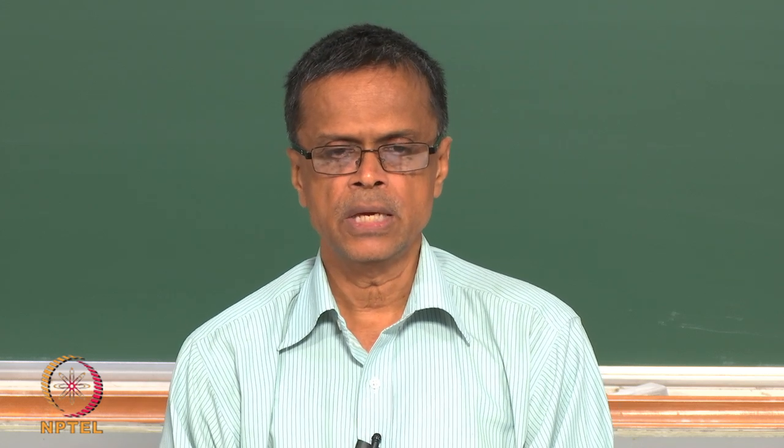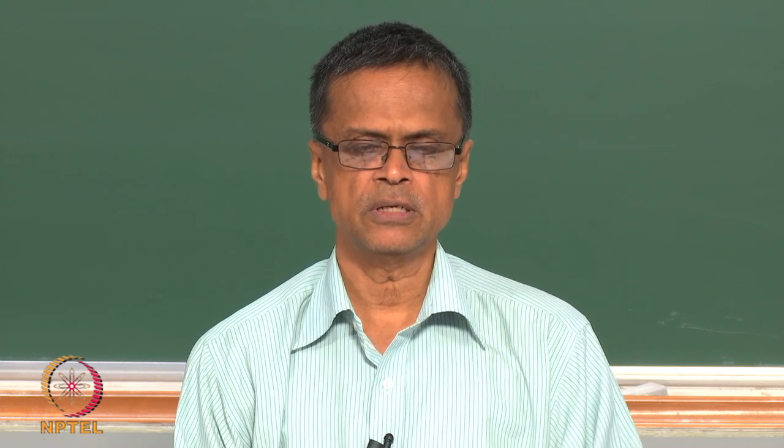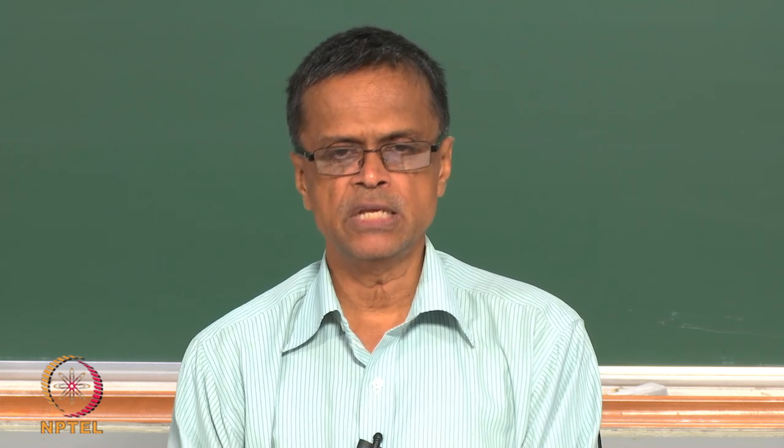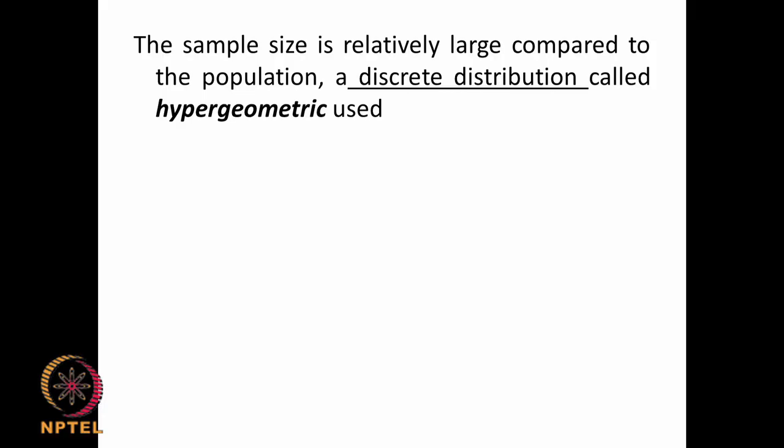We take 10 students from a university and measure their heights. The population is huge, whereas in a hypergeometric distribution the sample size is considerable compared to the population size. So it is not really very small. That means the population is not very large, so the sample and population are not very far away. Then that sort of distribution is called the hypergeometric distribution.